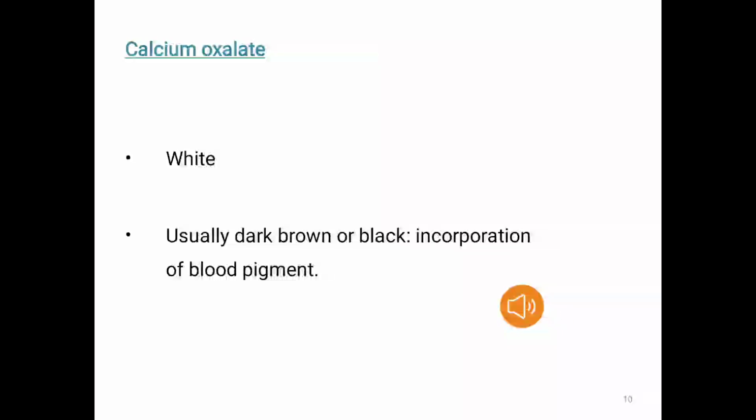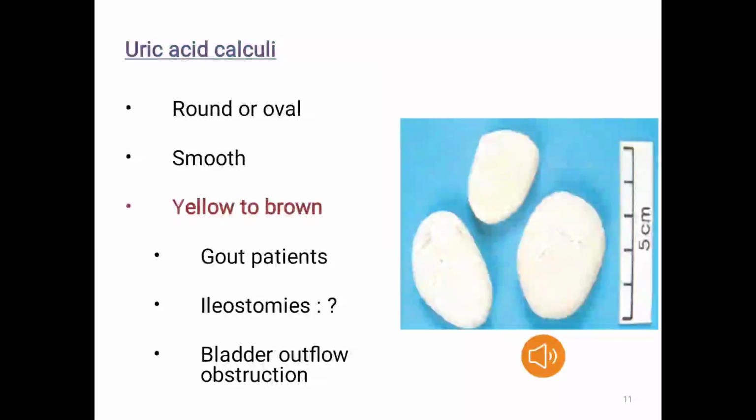About calcium oxalate stones, even though calcium is white, usually calcium oxalate stones are dark brown or black due to the incorporation of blood pigment. About uric acid stones, usually they are smooth, round or oval, yellow to brown, and commonly seen in gout patients, bladder outflow obstruction, and ileostomies.